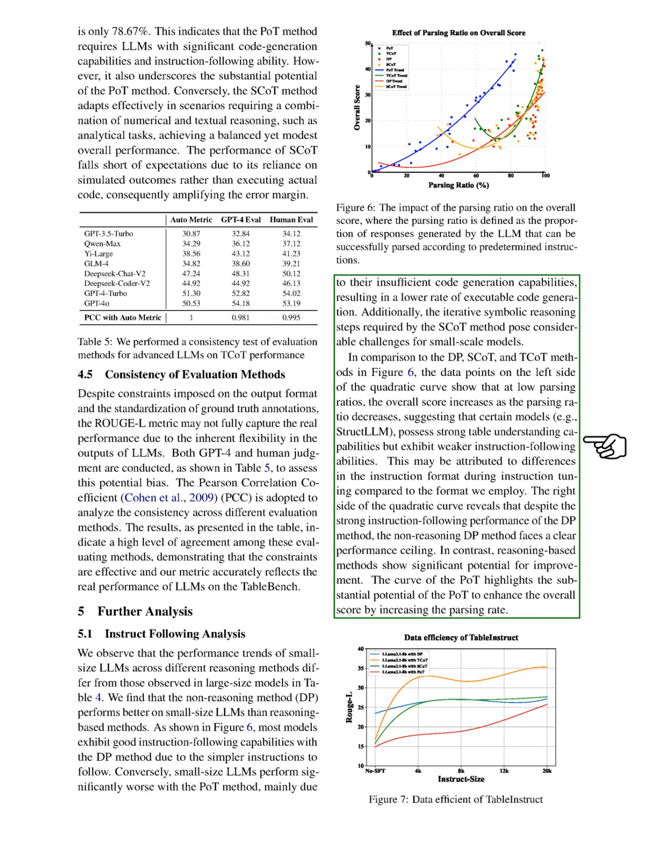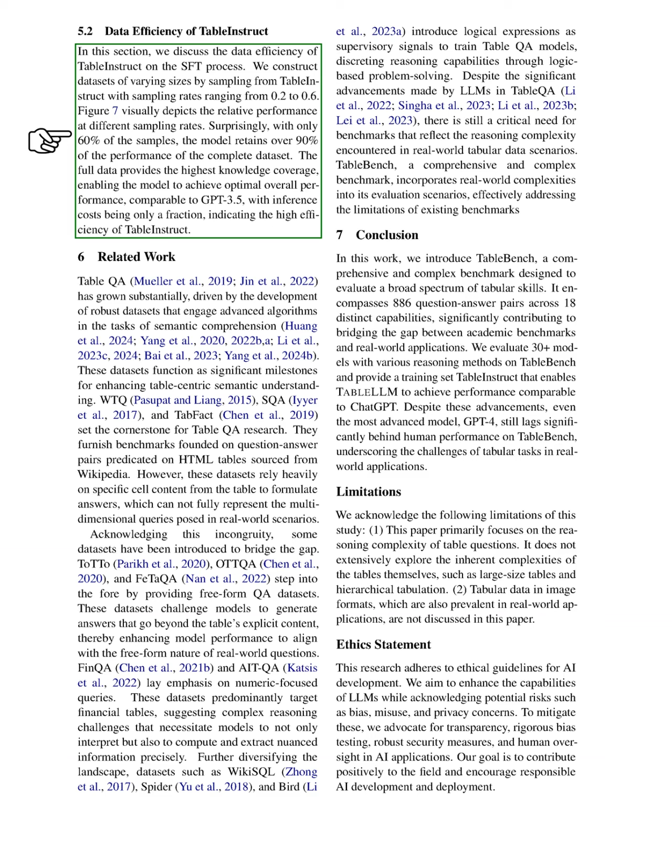Section: Data Efficiency of TableInstruct. In this section, we examine the data efficiency of TableInstruct during the supervised fine-tuning process. We create datasets of different sizes by sampling from TableInstruct at rates between 20% and 60%. Our findings, illustrated in a figure, show that even with just 60% of the samples, the model maintains over 90% of the performance seen with the full dataset.